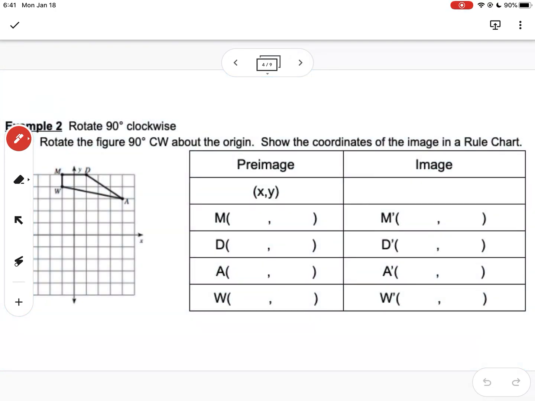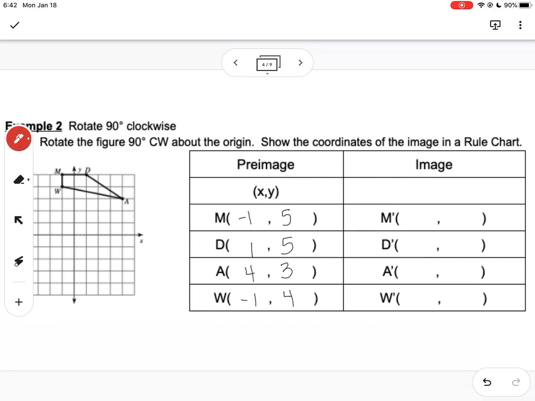All right, next we're going to rotate this figure 90 degrees clockwise around the origin. First, I'm going to look at my original and write down the ordered pairs that go with it. Point M is at -1, 5. Point D is at 1, 5. A is at 4, 3. And W is at -1, 4.